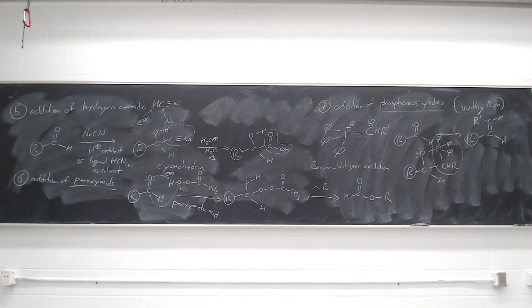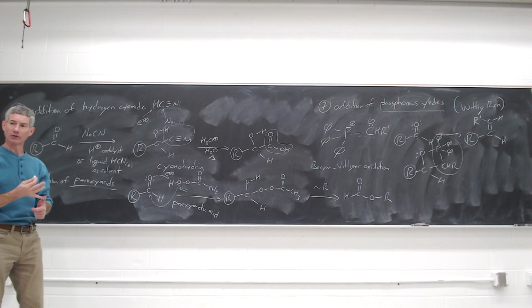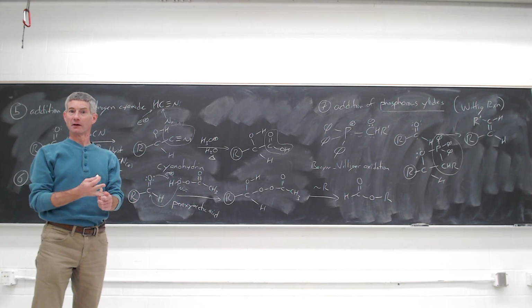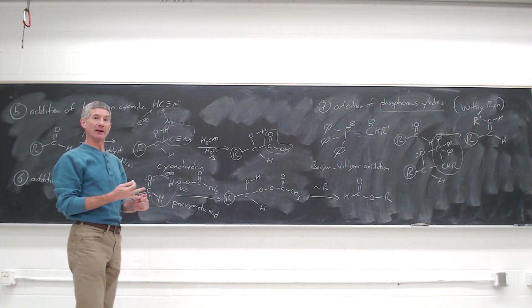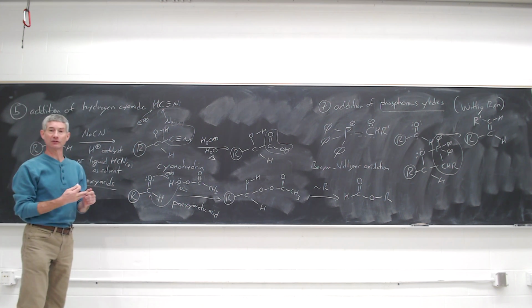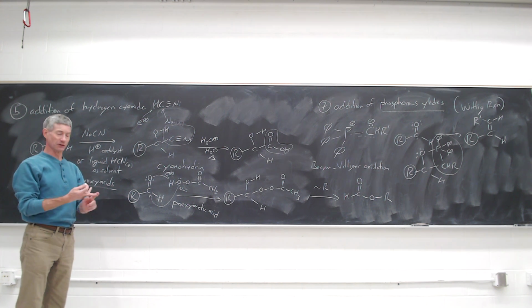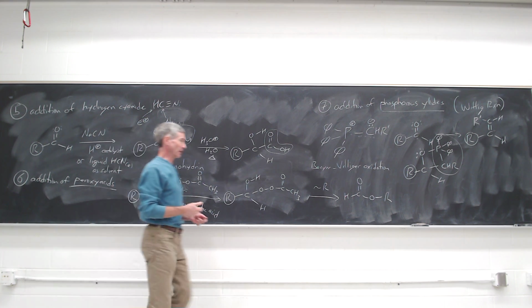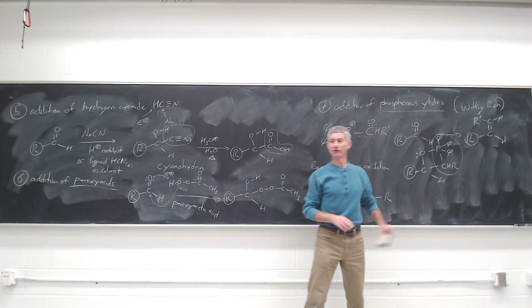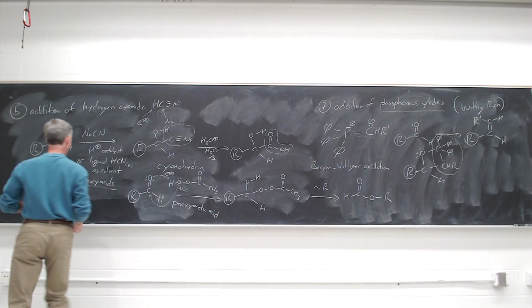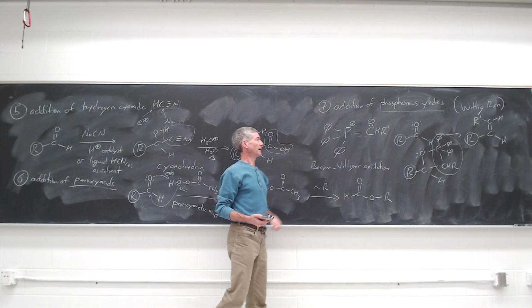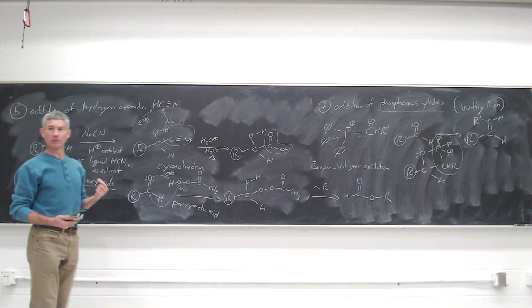So that's a summary of the reactions that we're going to be looking at in more detail. Addition of alcohols to form hemiacetals and acetals, addition of amines to form aminals, and then imines or enamines, depending on the type of amine. Addition of thiols to form thioacetals. Addition of HCN to form cyanohydrins. Addition of peroxyacids to form esters, and addition of phosphorus ylides to form alkenes.